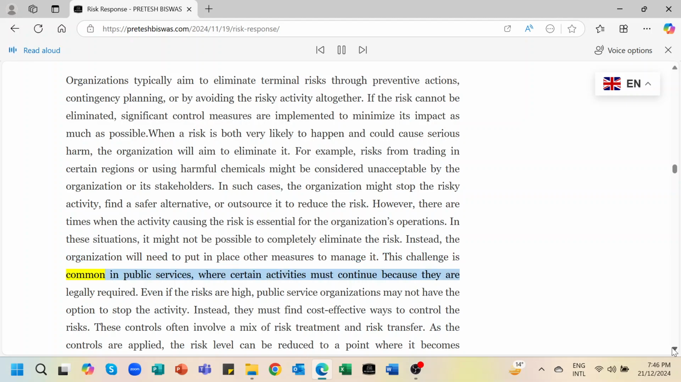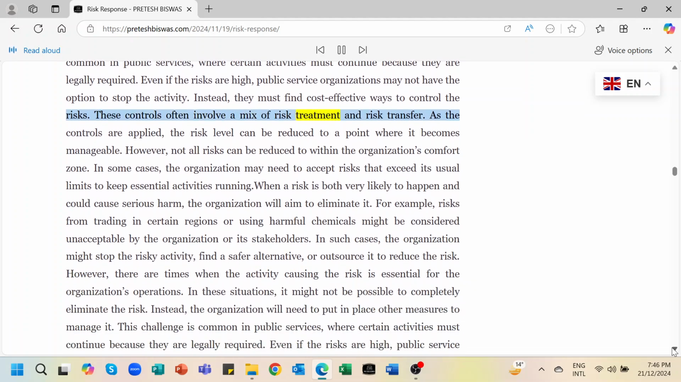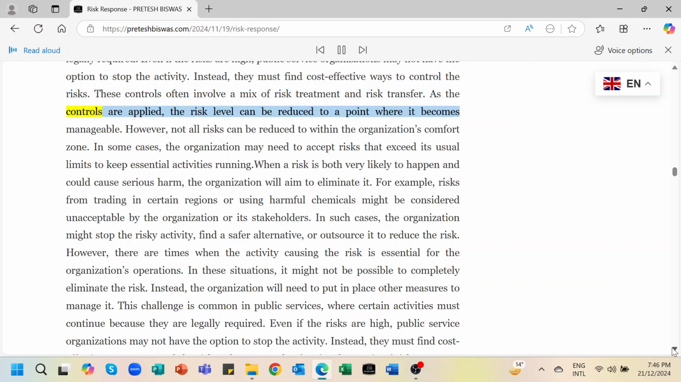This challenge is common in public services, where certain activities must continue because they are legally required. Even if the risks are high, public service organizations may not have the option to stop the activity. Instead, they must find cost-effective ways to control the risks. These controls often involve a mix of risk treatment and risk transfer. As the controls are applied, the risk level can be reduced to a point where it becomes manageable. However, not all risks can be reduced to within the organization's comfort zone. In some cases, the organization may need to accept risks that exceed its usual limits to keep essential activities running.